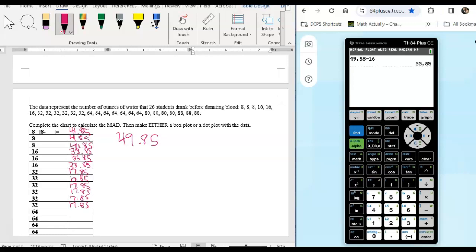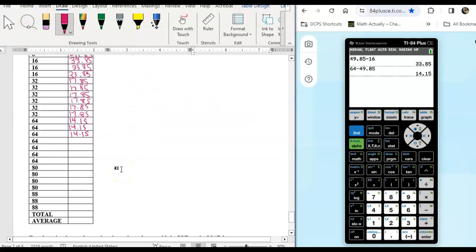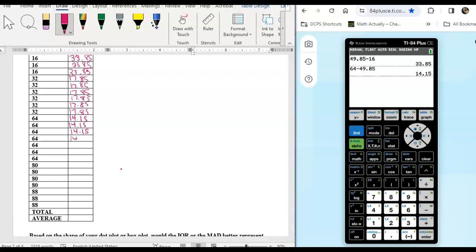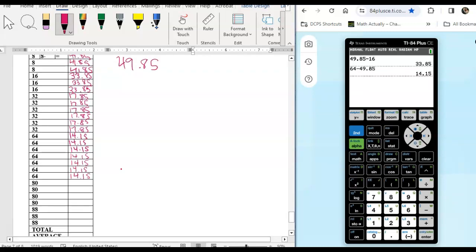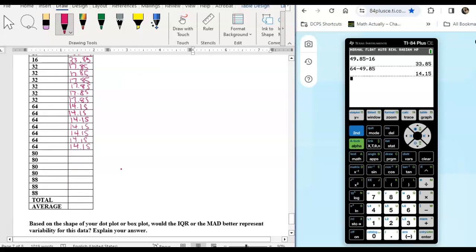All right, so again, I can do 49.85 minus 64 and get a negative and then convert it to absolute value, or I can just say 64 minus 49.85 is 14.15. So the distance here is getting smaller, because 64 is a little bit closer to 49.85. So 14.15, 14.15, 14.15, 14.15. Okay, then we're going to do 80.